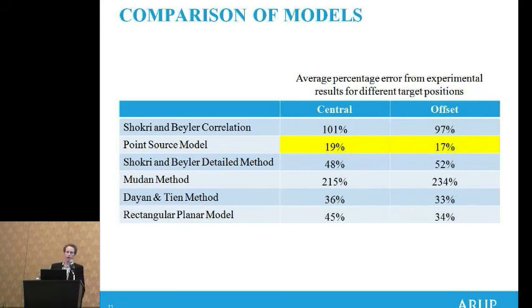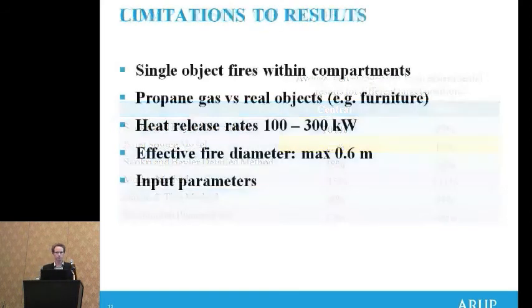The gauges could be mounted sort of centrally along the burner axis or offset, so just moved laterally, and all of the models seem to deal with that offset relatively well. Point source model, again, the most accurate there. There are some obvious limitations to the work. It is meant to represent single object fires within compartments, as that was the scope of what Brandsfire is looking to model.